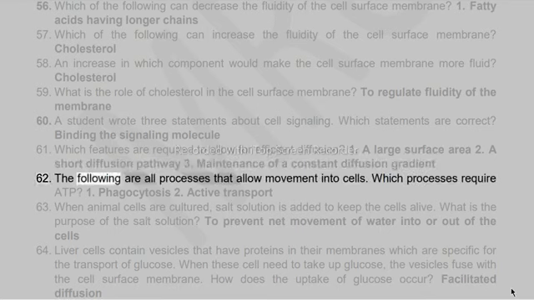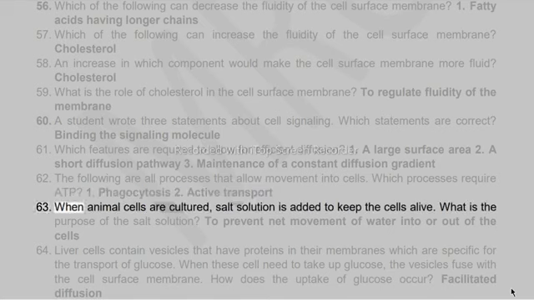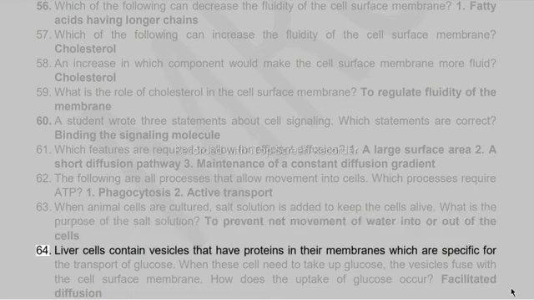62. The following are all processes that allow movement into cells. Which processes require ATP? 1. Phagocytosis. 2. Active transport. 63. When animal cells are cultured, salt solution is added to keep the cells alive. What is the purpose of the salt solution? To prevent net movement of water into or out of the cells.